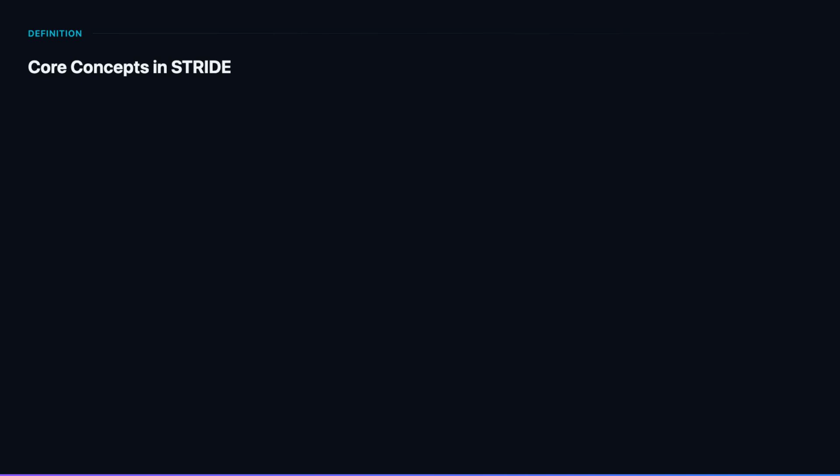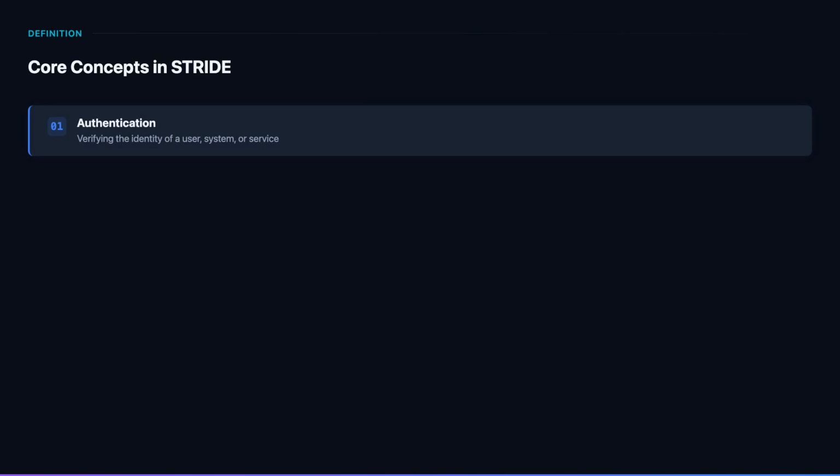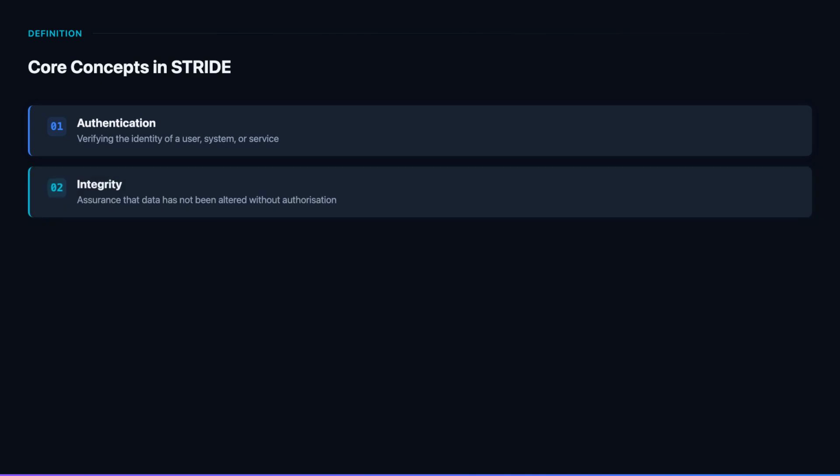4 foundational security properties that STRIDE threats violate. Authentication is the defense against spoofing. Strong authentication mechanisms ensure that only legitimate users and systems can gain access. Integrity controls defend against tampering by ensuring data cannot be modified in transit or at rest without detection through checksums, digital signatures, or hashing.